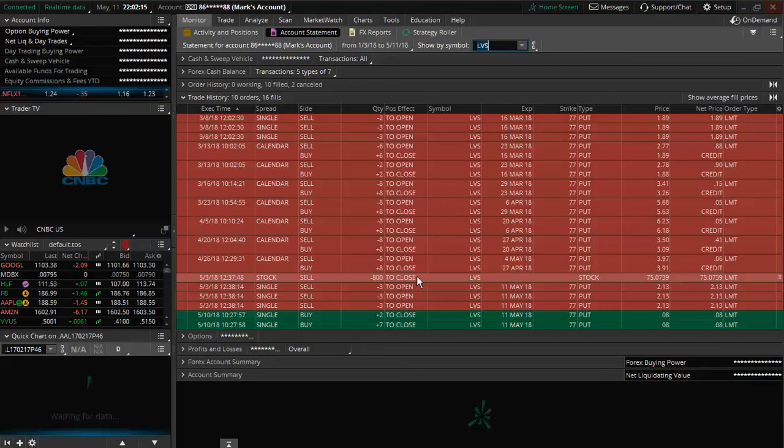I usually get an email about 2 a.m. letting me know that those shares have been assigned, and when I log into my account that morning, I'll see those shares in my account. So the shares will be in your account the following morning if you get early assigned, so that when the market opens, you can immediately sell those shares if you'd like.